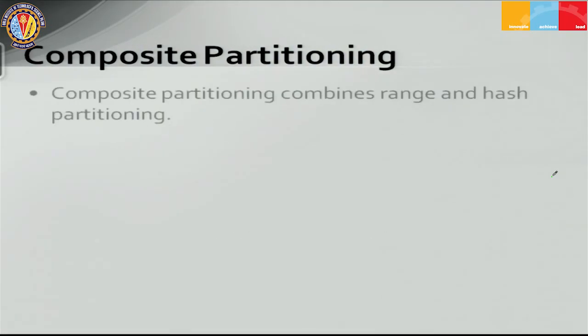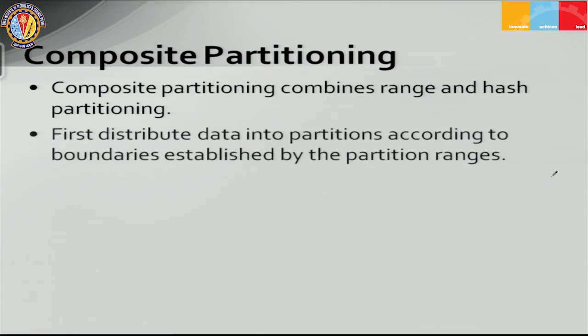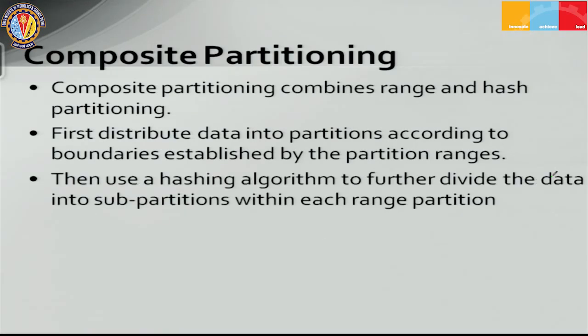And then we have composite partitioning. So composite partitioning combines range and hash partitioning. So it allows you to do that. First distribute data into partitions according to the ranges, and then use hash partitioning to further divide the subpartitions within each range partition.